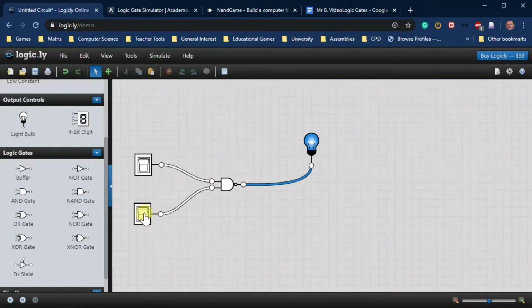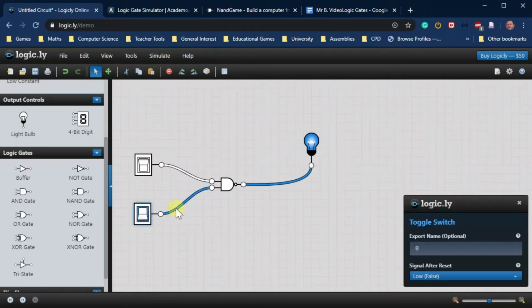If I turn one of them on, this turns through and it actually goes, yeah, I'm still going to stay on. If I turn that one off and put that one on, it stays on. But when they're both on, it switches over to off. That's completely the opposite to what the AND gate is.